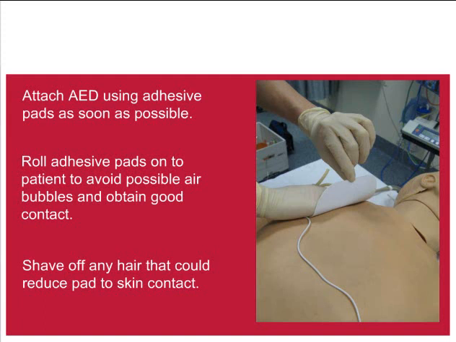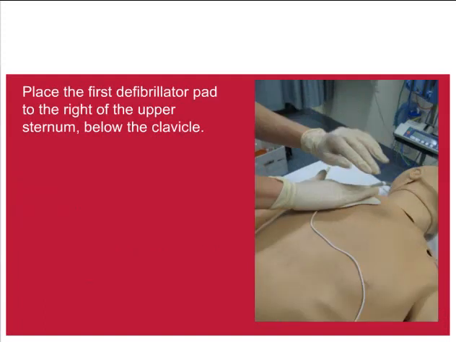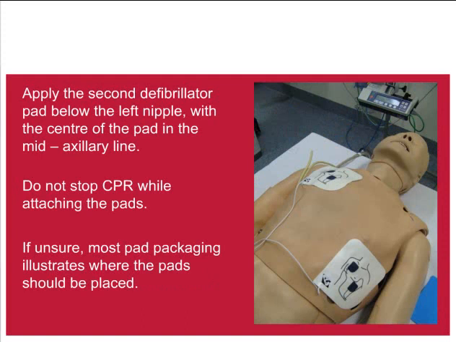The adhesive pads should be rolled onto the victim's skin to avoid trapping air bubbles and possible arcing of electricity and burns from the shocks delivered to the victim. The anterior pad should be placed to the right of the upper sternum, with the upper edge of the pad below the clavicle. The lateral pad should be placed below the left nipple, with the center of the pad in the mid-axillar line. For women with large breasts, the pad can be placed underneath the breast.